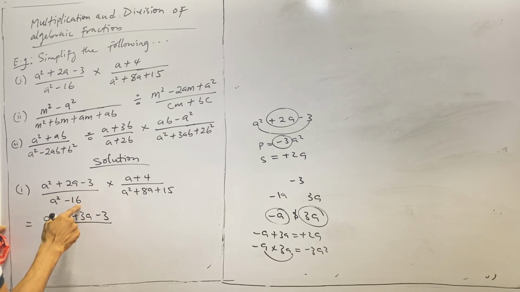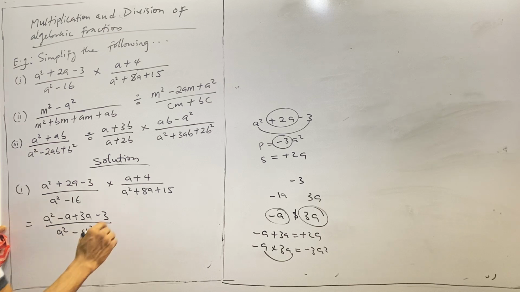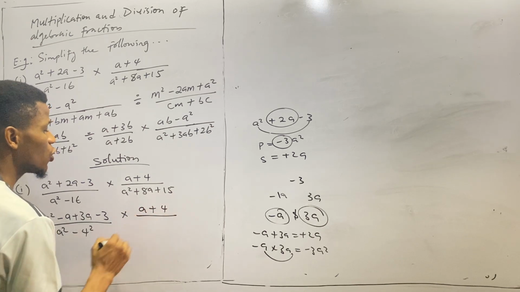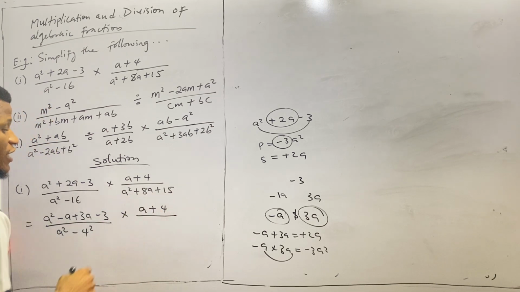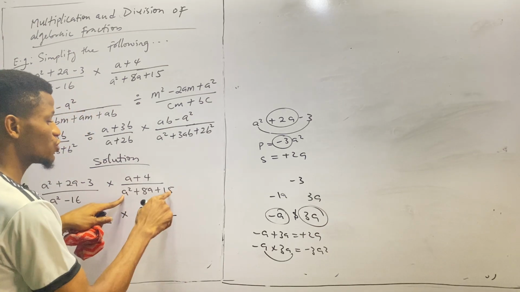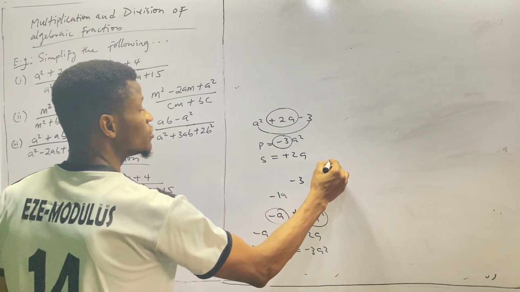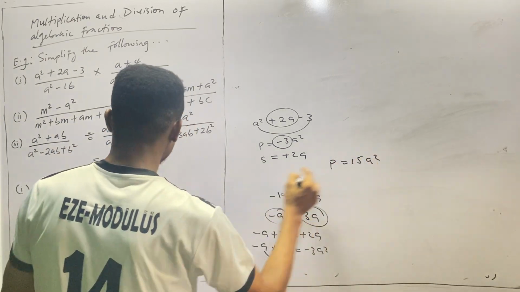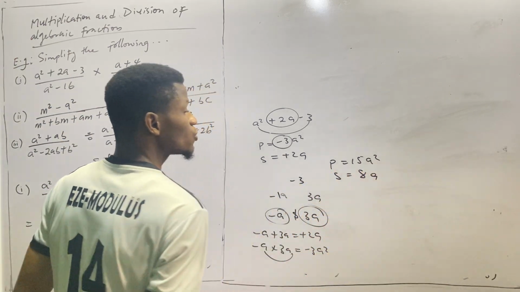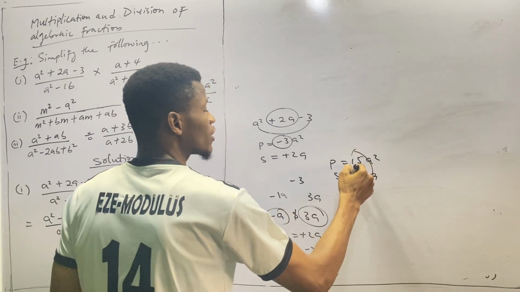Then all over. Of course, we can write a squared minus 16 as a squared minus 4 squared, because 4 squared is 4 times 4, which is 16. All right, so we have a plus 4 all over. So we also factorize this. If we factorize it, our product is a squared times 15, which is 15a squared, while our sum is 8a, right? So let us find the factors of 15.